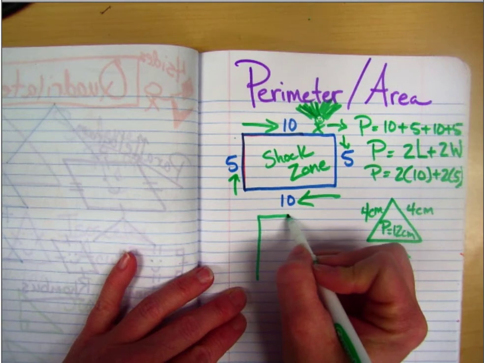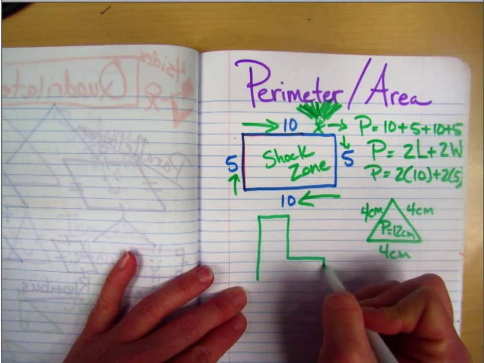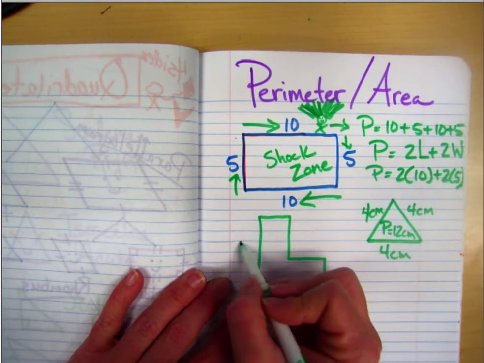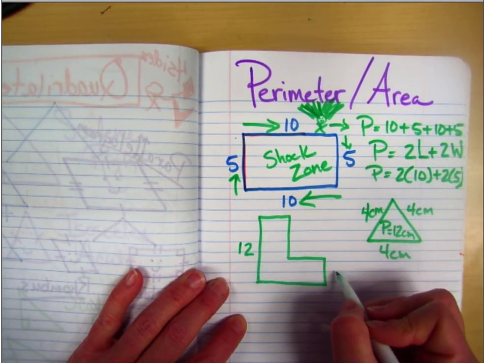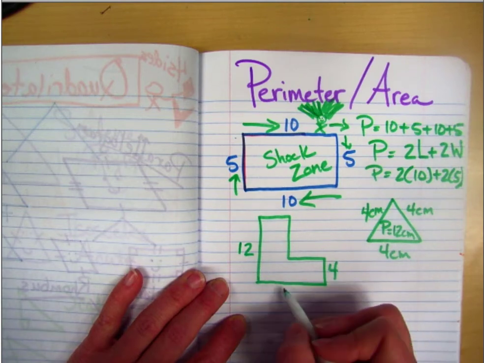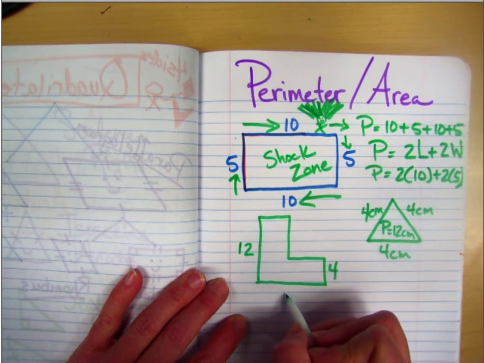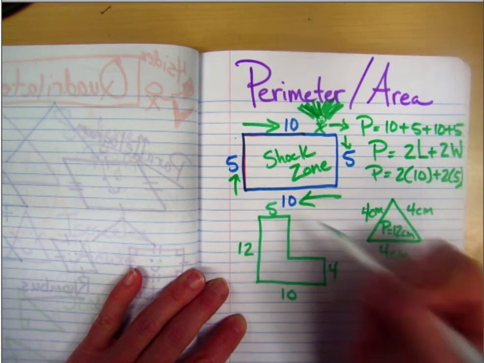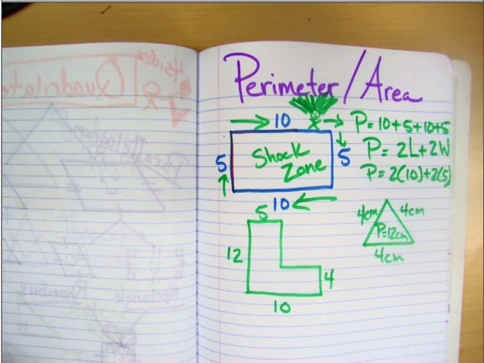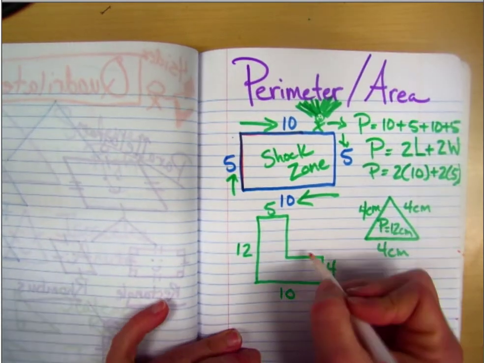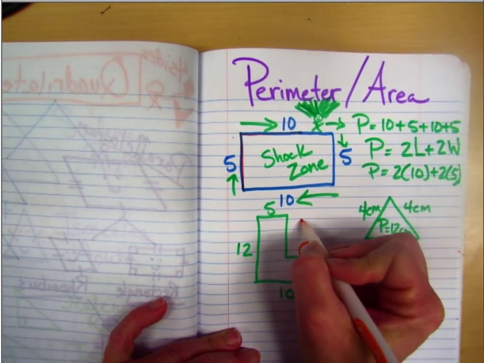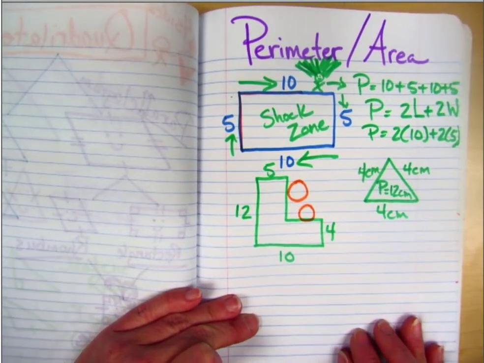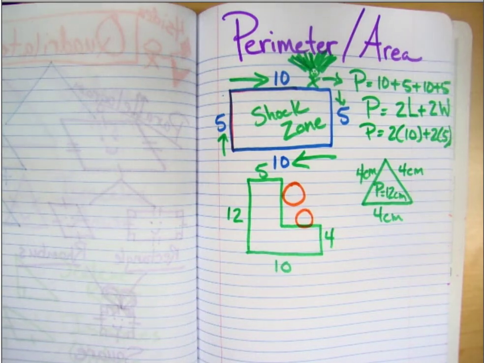Occasionally you're going to have a wonky Tetris looking piece like this, and it will have a missing side. So let's say this is 12, and this is 4, and this is 10, and this is 5. And they're going to want you to find the perimeter. You'll see here this side's missing and this side's missing. We have to find those missing sides before we can go on and add up the outside lengths.